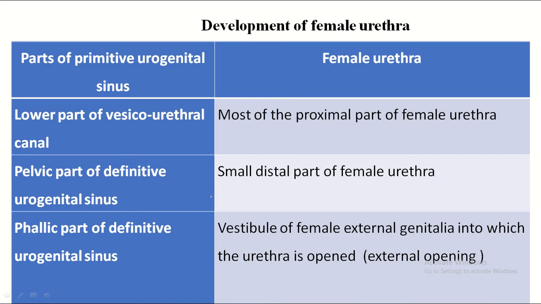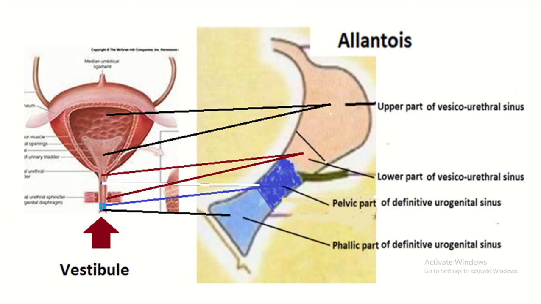Development of the female urethra. The parts of the primitive urogenital sinus from above downwards: the lower part of the vesicourethral canal forms most of the proximal part of the female urethra. The pelvic part forms the small distal part of the female urethra, and the phallic part of the definite urogenital sinus forms the vestibule of the female external genitalia into which the urethra opens.